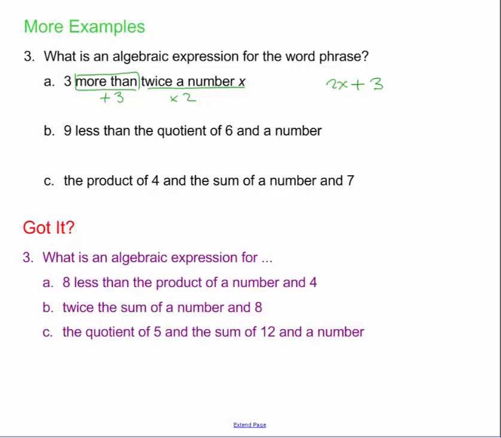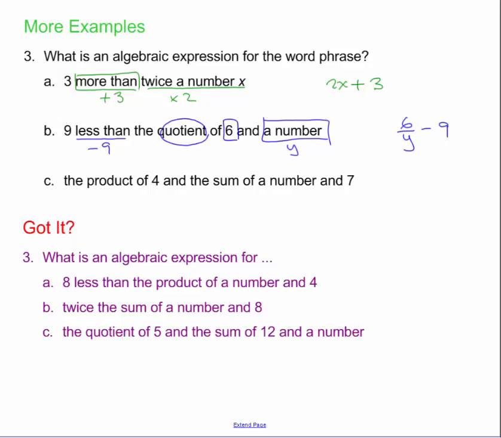For example 3b, 9 less than the quotient of 6 and a number, again indicates two operations. Less than, 9 less than means we're going to be subtracting 9. And then the quotient tells us we're going to be dividing the 6 and a number. Now, we don't know what letter to put in the place of that number, so let's use y this time. So the quotient of 6 and the number y would be 6 divided by y. To get 9 less than that, we would have to subtract 9. So 6 over y minus 9 is the best answer to letter B.